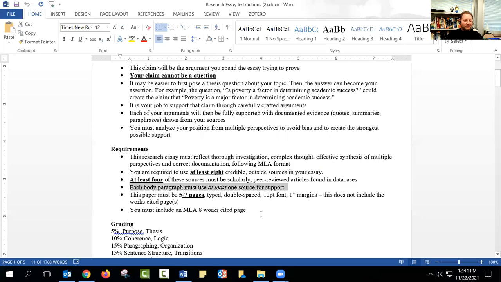Each body paragraph must use at least 1 source for support. So you're never going to have a paragraph that's purely just your opinion, right? You're going to have an outside source embedded into every single one of your body paragraphs.